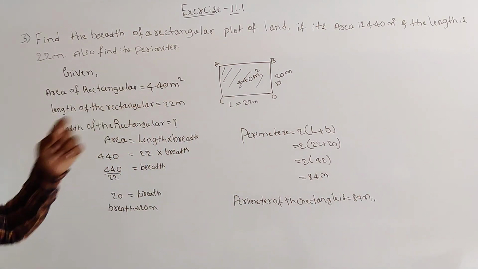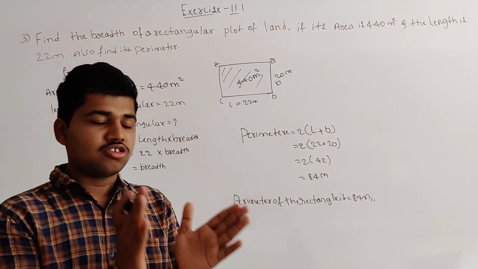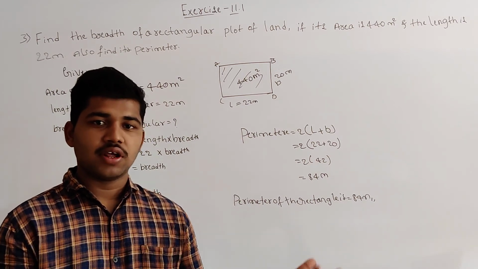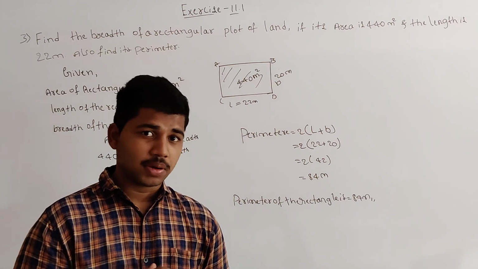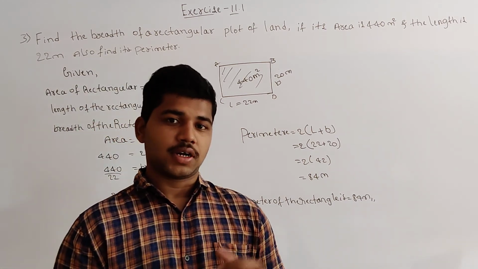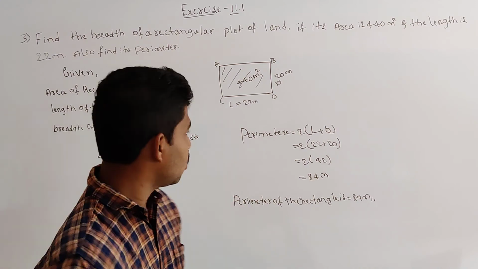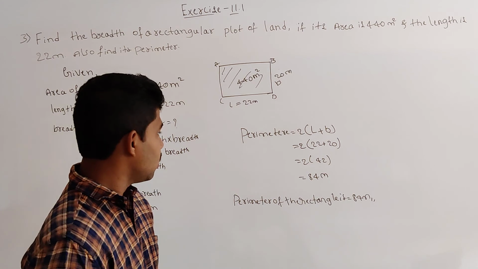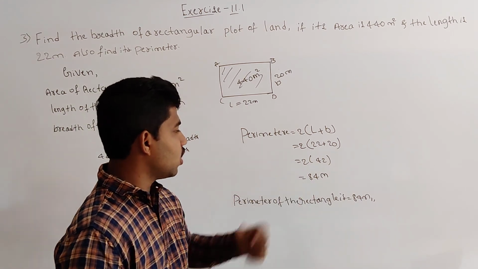First they gave the length of the rectangle and also the area of the rectangle. First you should find the breadth of the rectangle. After we get the breadth, you should find the perimeter of the rectangle. Already you know the formula of the perimeter: 2 bracket length plus breadth. This is the formula of the perimeter. If you calculate this, you will get 84 meter.